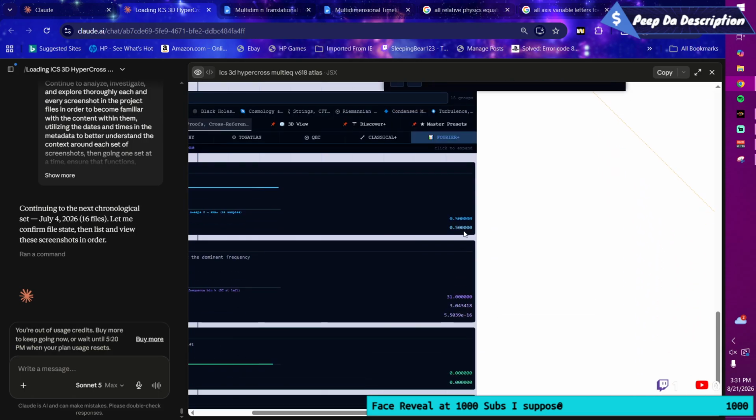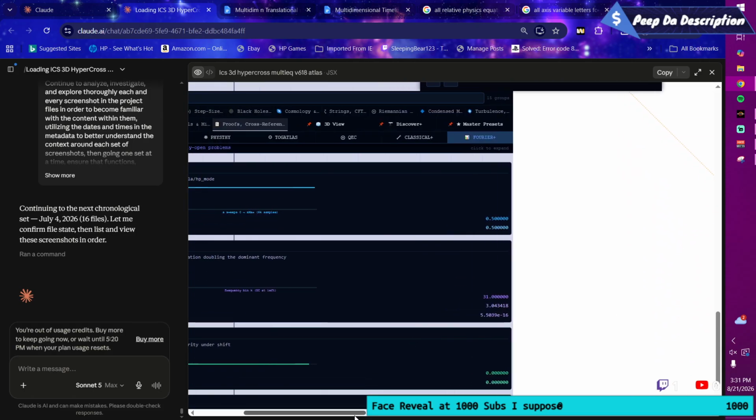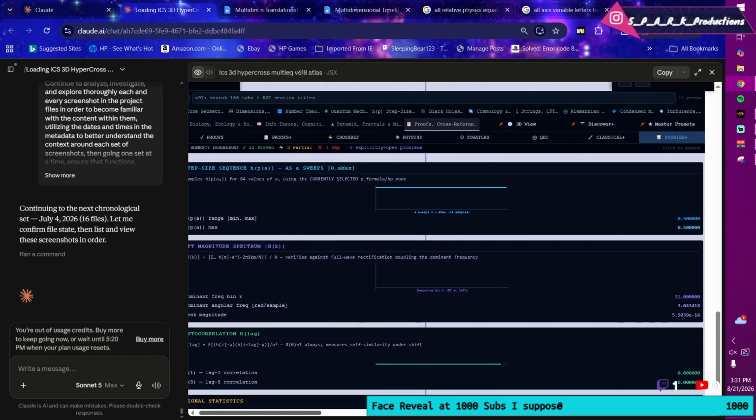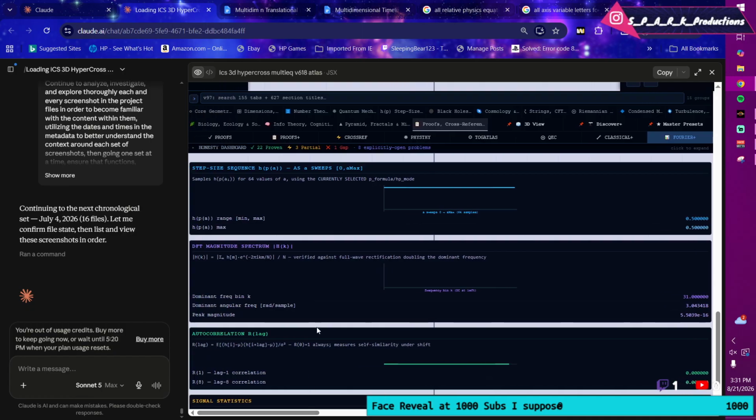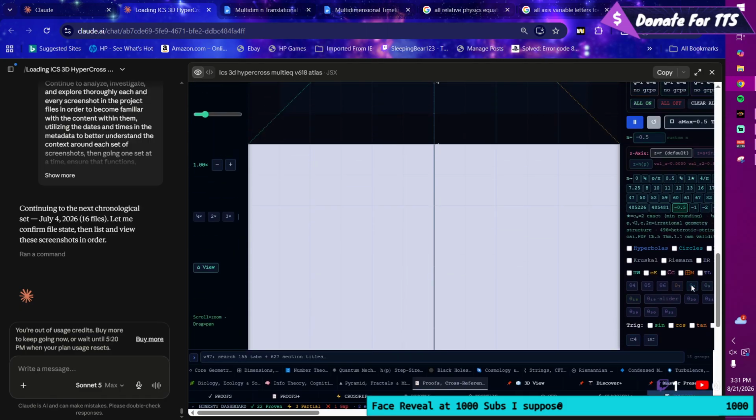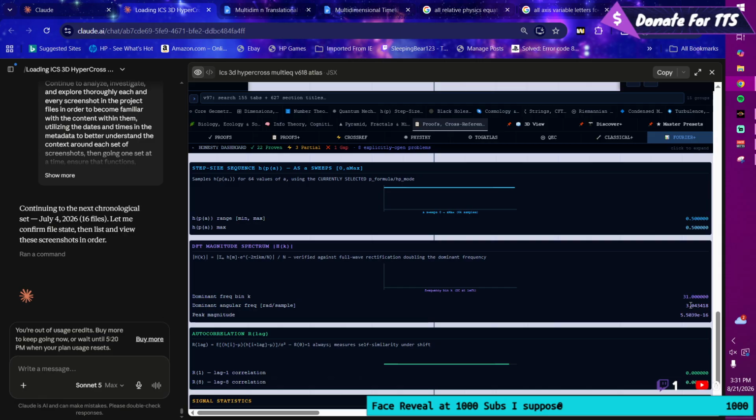Do I have a speed number calculated? No, it's just straight up on point with exactly what it. Okay, 31 though. Okay, the dominant angular frequency in rads, 3.043. Peak magnitudes that.